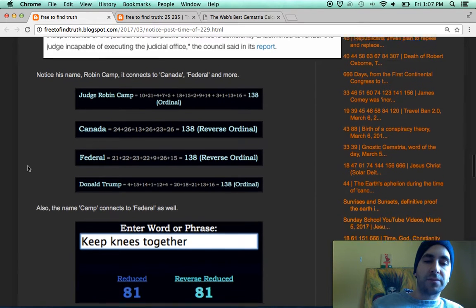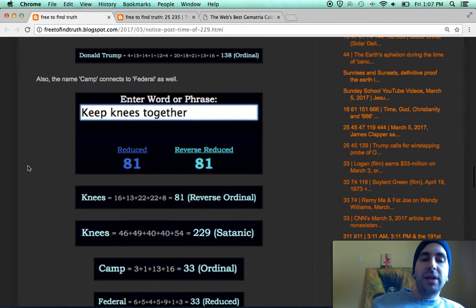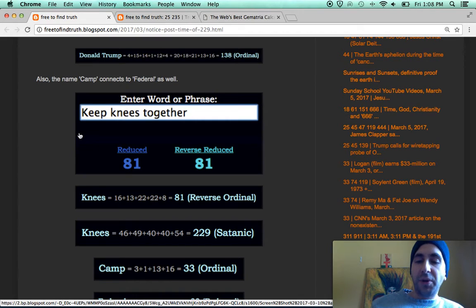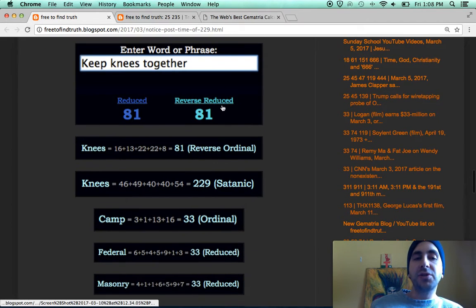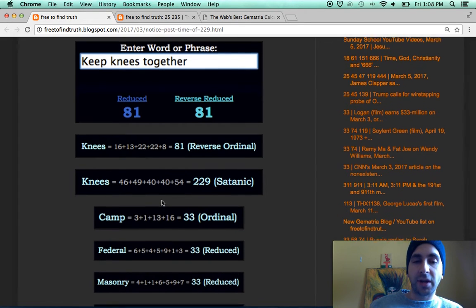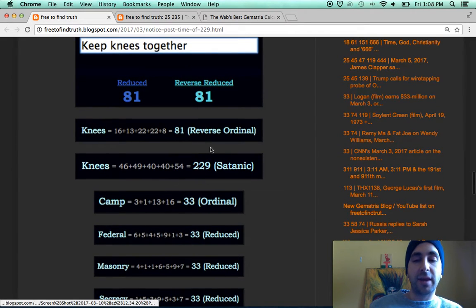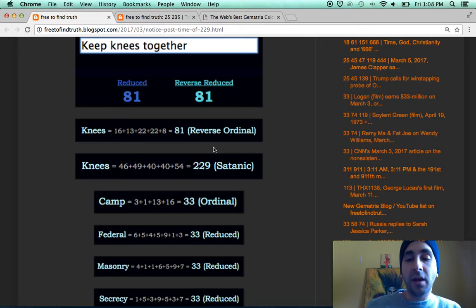There's more. His remarks were, why can't you keep your knees together? Keep knees together, the direction. Remember, you're supposed to obey the judge. It's interesting that keep knees together is the same in reduction forwards and reverse, just like the word knees in reverse ordinal. Knees in satanic gematria is also 229, like the post time, and he's resigning for telling a woman she should keep her knees together.